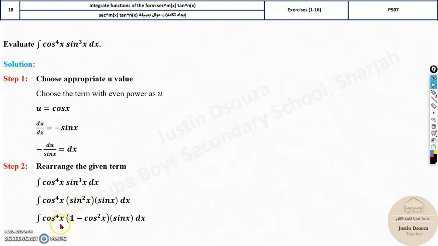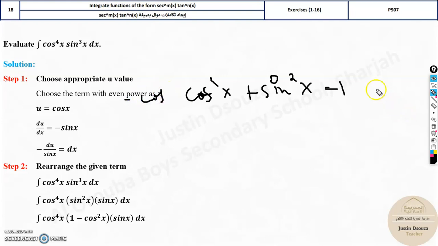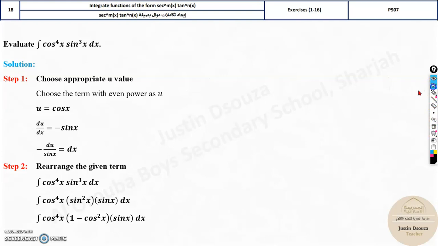See over here, cos to the power 4. Sine squared is 1 minus cos squared x, because we know from the Pythagorean identity, cos squared x plus sine squared x equals 1. So if this is the case, take cos squared to the other side, or subtract both sides by cos squared x, and sine squared x equals 1 minus cos squared x. So that is what happened over here with the sine squared x.